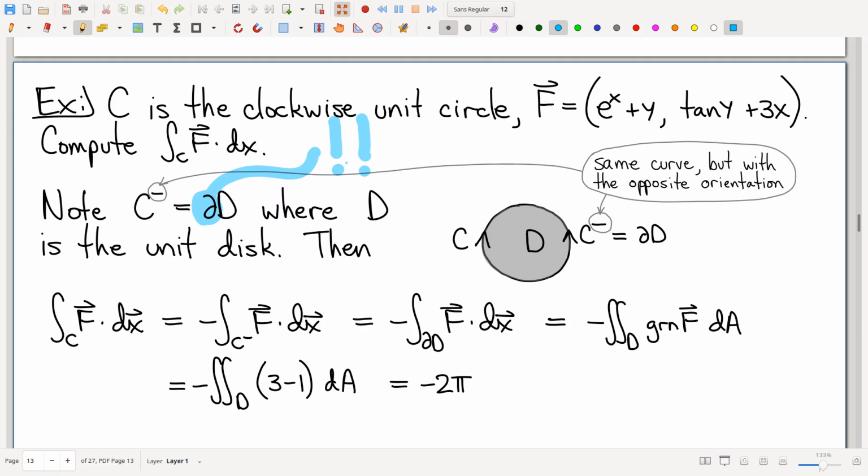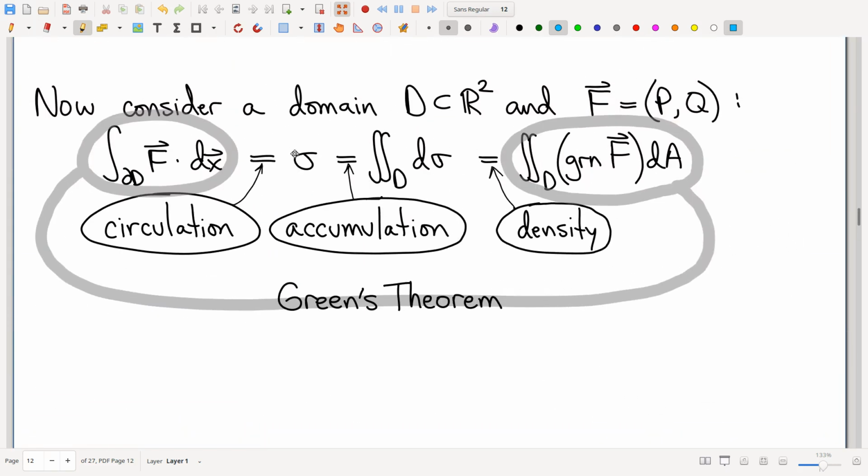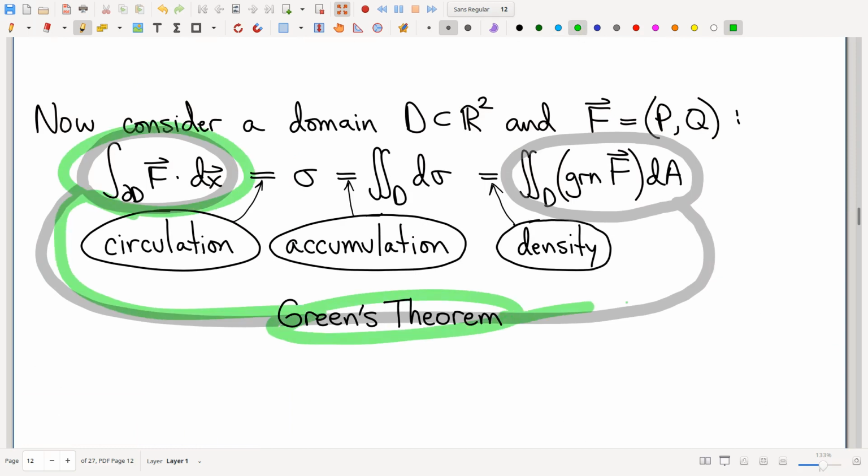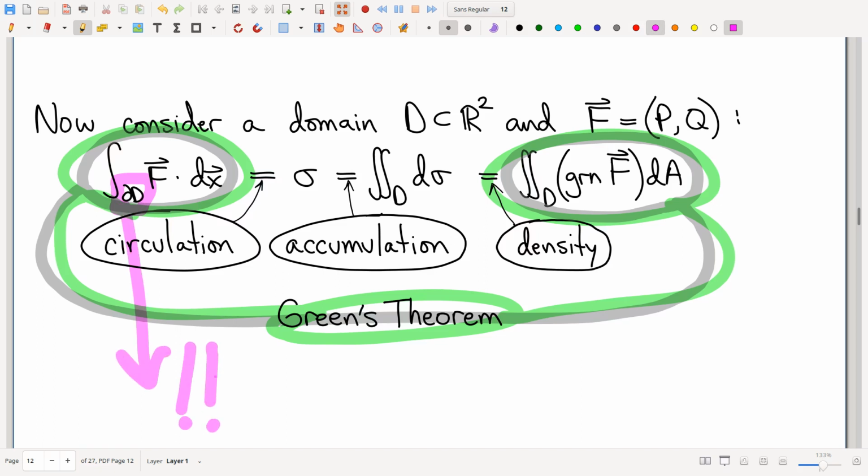Yeah. All right. So we have a circulation. Let's use Green's theorem. Wait a minute. Green's theorem, that says that this is equal to that, only applies if the line integral in question is on a boundary.